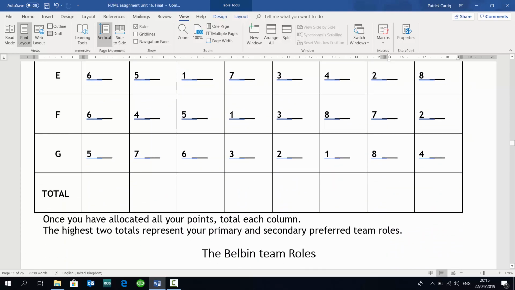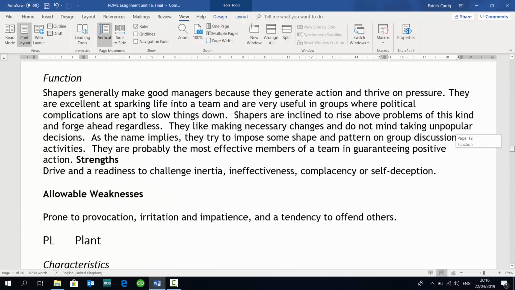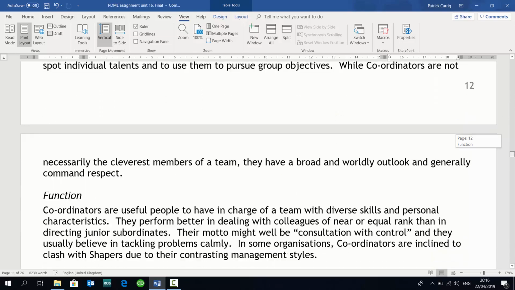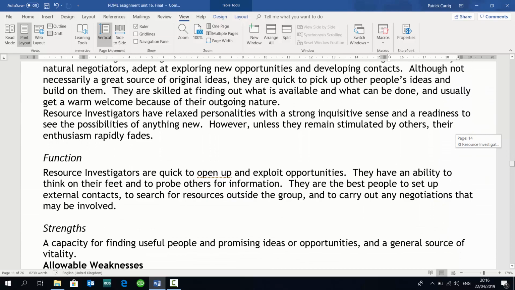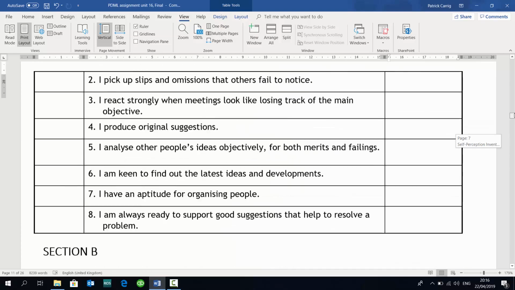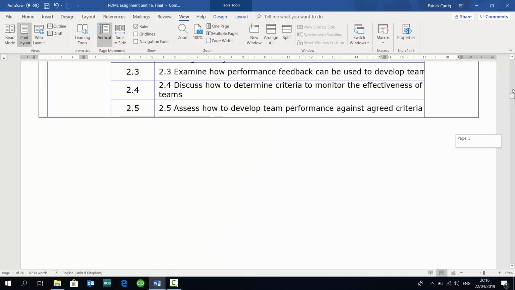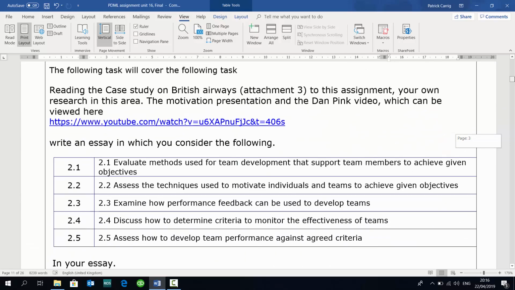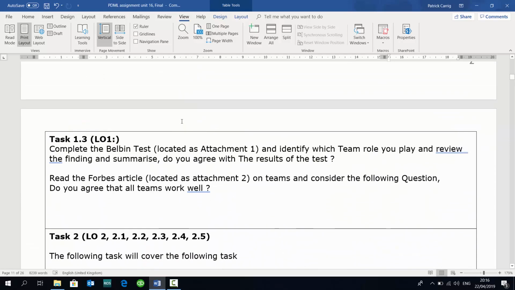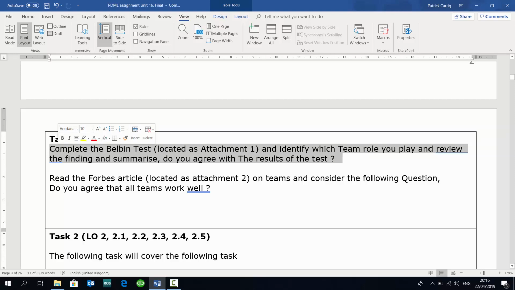Once you've allocated your scores, total each column. The highest 2 columns represent your primary and secondary roles. Now, the questionnaire is not what's important, the questionnaire is the starting point. Based on that questionnaire, we want you to go through it and see what you actually think. Do you agree with the role you're put in? Give examples. Whether you feel this is appropriate or inappropriate, your opinion is what's important here.